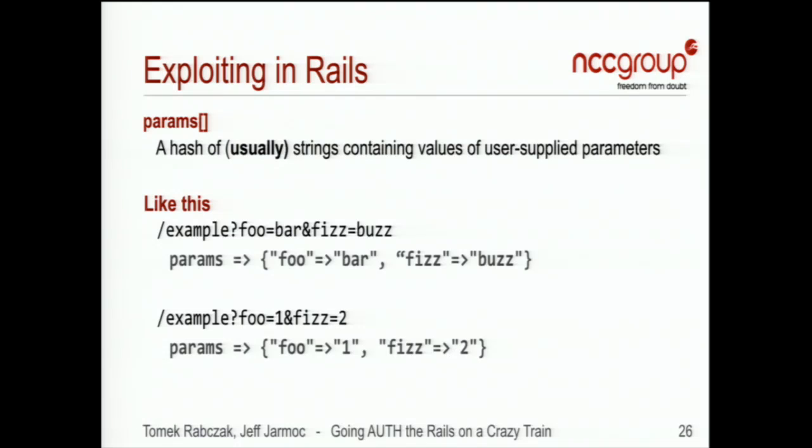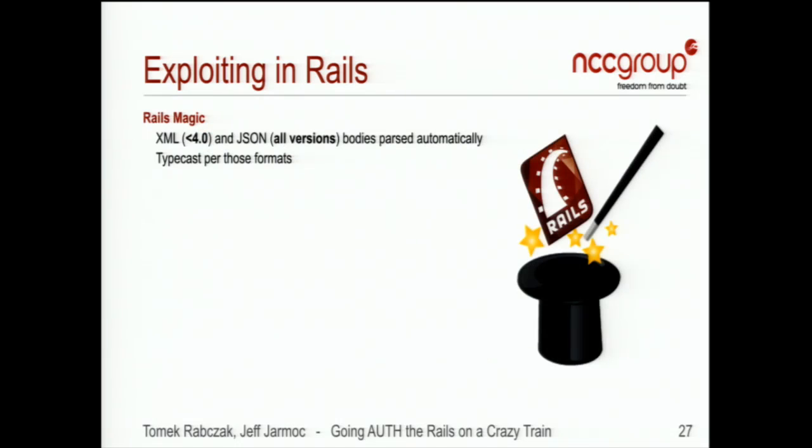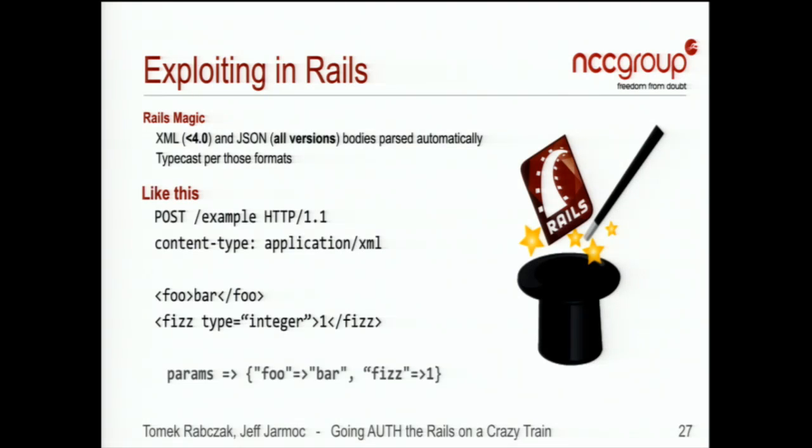But there are some behaviors in Rails that let us manipulate these types. Prior to 4.0, Rails would accept XML bodies in posts. That's no longer the case, partly because of XML deserialization issues, but it can be enabled by including an XML parser gem from ActionPack. It still accepts JSON though. It'll parse those bodies automatically and typecast according to those formats. So in the XML case, if we pass fizz with a type of integer and give it a 1, you'll see that in the params hash, fizz is now the integer 1. So that allows us to pass integers to parameters.